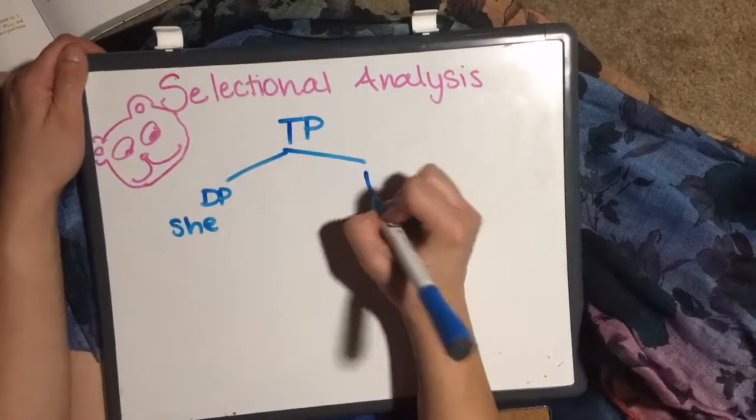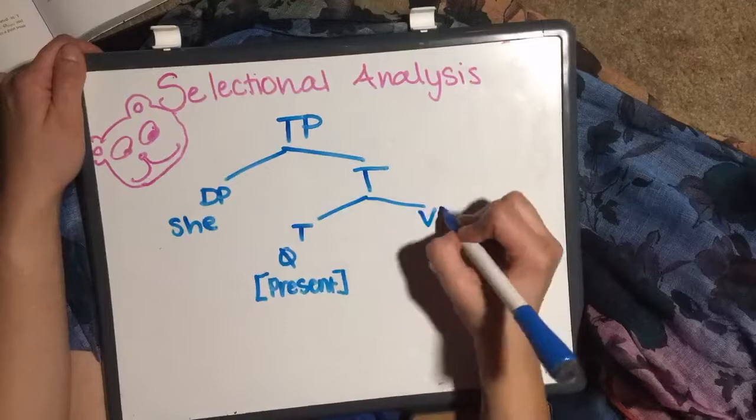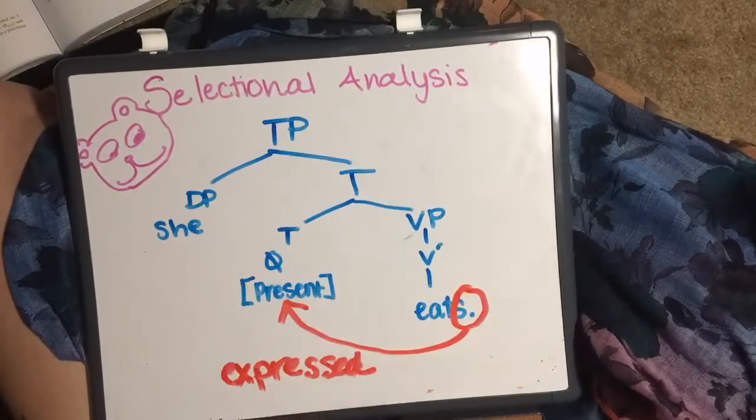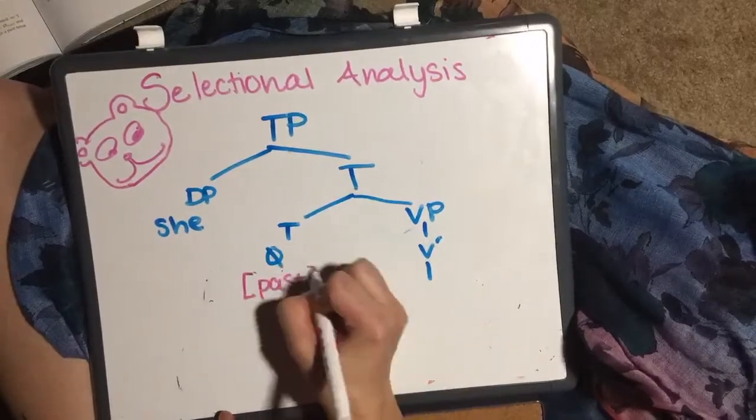So selectional analysis is a modern way to account for the T element when drawing your tree structures. It shows whether the tense is expressed in present or in past.